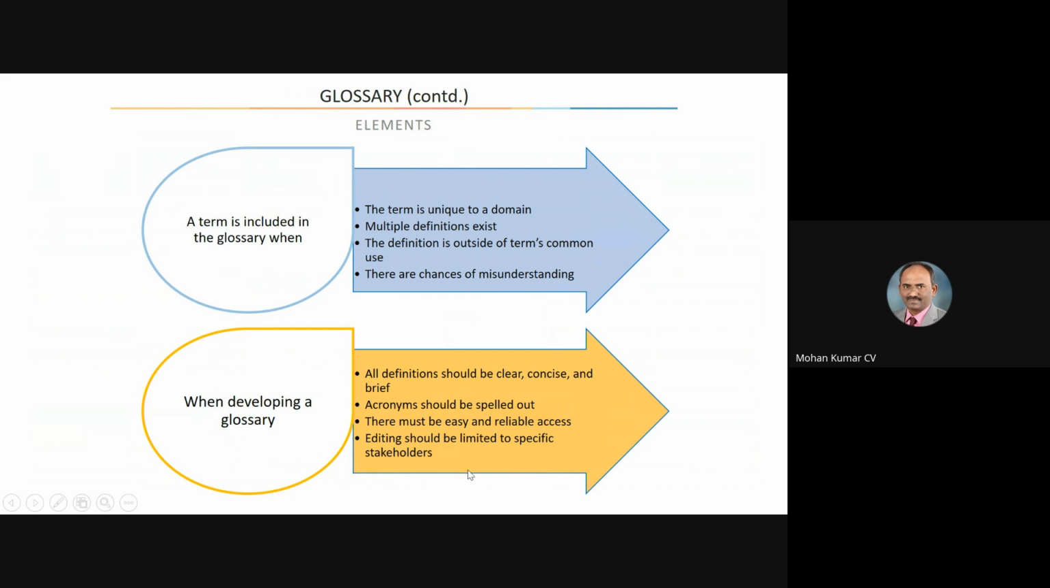When developing a glossary, all definitions should be clear, concise, and brief. Acronyms should be spelled out. There must be easy and reliable access. Editing should be limited to specific stakeholders. Otherwise, meanings will change. If everybody is going to edit it, meanings will totally change. So the idea is, for a specific domain, any specific words that are used have to be explained. If it is a common word, you don't need to explain anything. But anything unique and specific to that domain, or anything that is going to cause some confusion, you may have to explain.